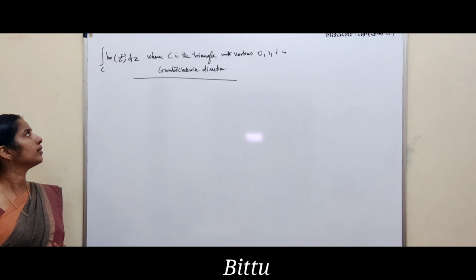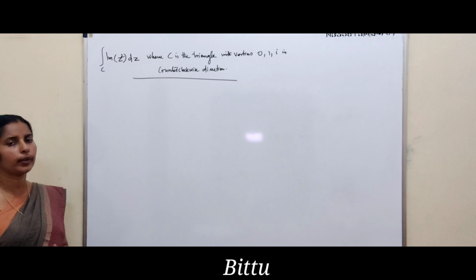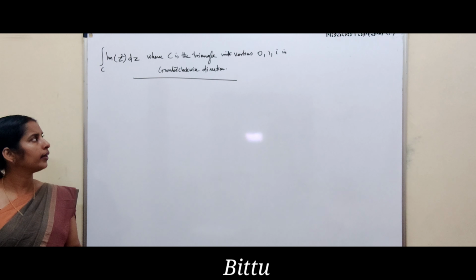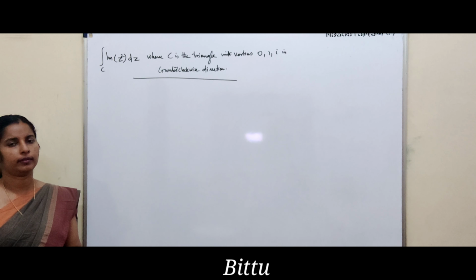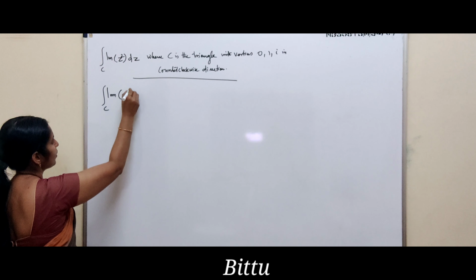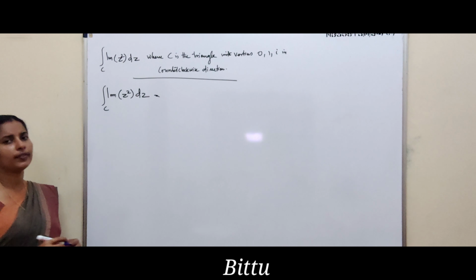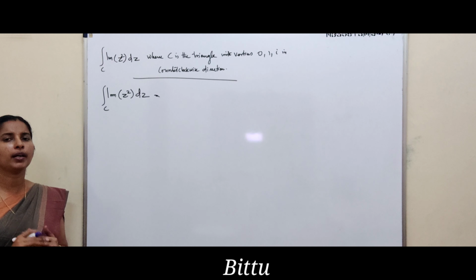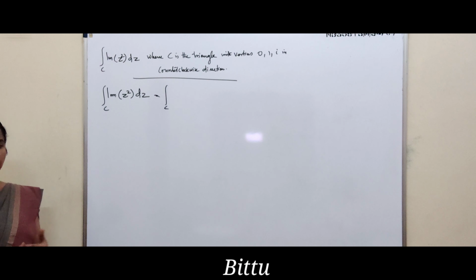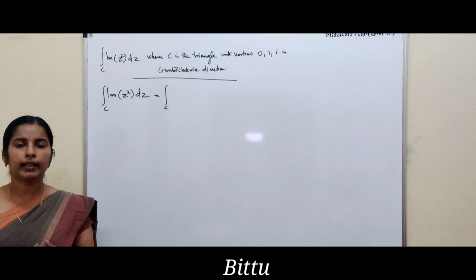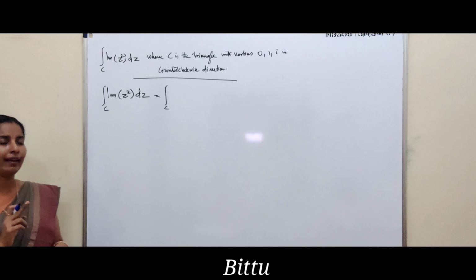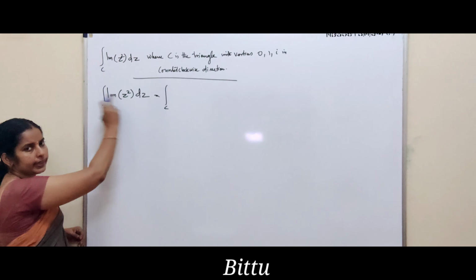Next we have to evaluate integral over C, imaginary part of z square dz, where C is the triangle with the vertices 0, 1, i in counterclockwise direction. See, imaginary of z square means it is the imaginary part of z square. In the previous question, it is the real part of z. Here, imaginary part of z square. So, you should be very careful whether it is z or z square.